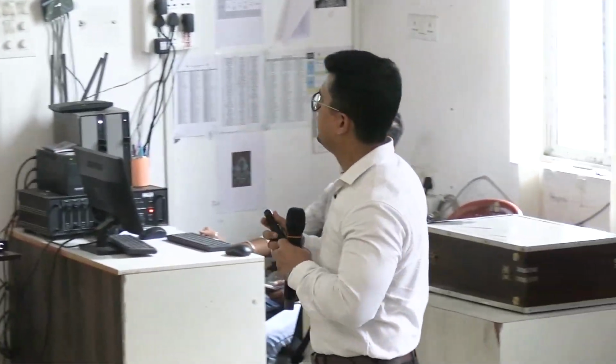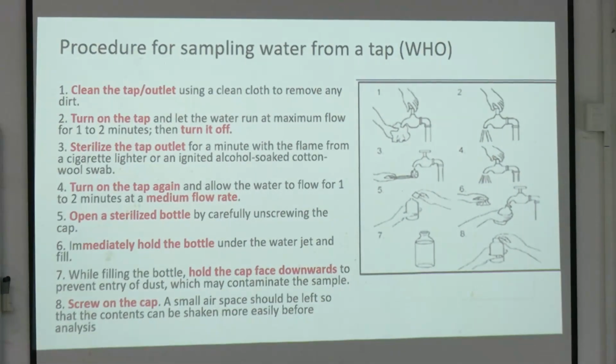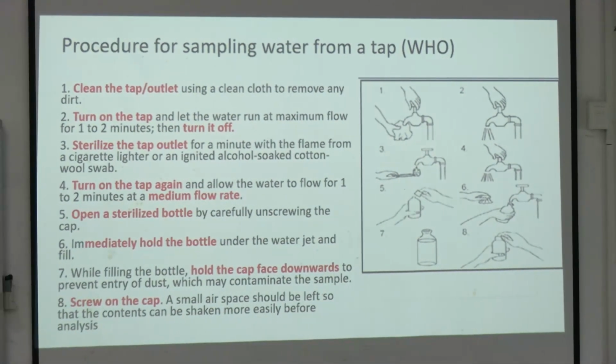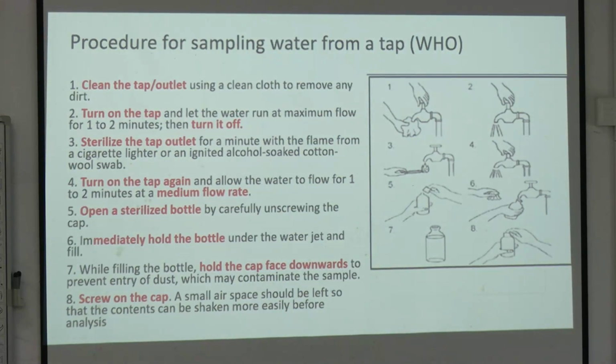So this is exactly how you should take the water sample. You have to clean the tap, turn the tap on, and then turn it off to pass some water. You should not take the first water, it's like a midstream urine. You have to let some water flow. So this is a post flush technique.